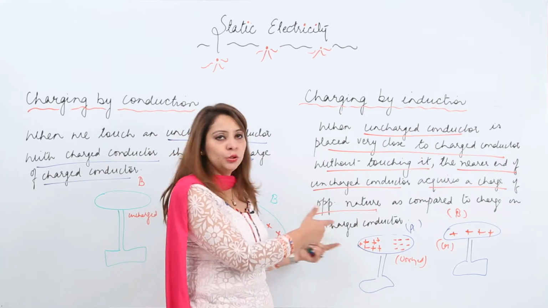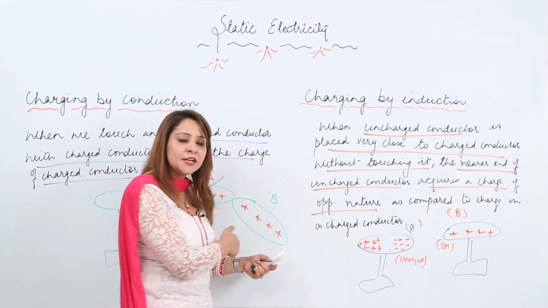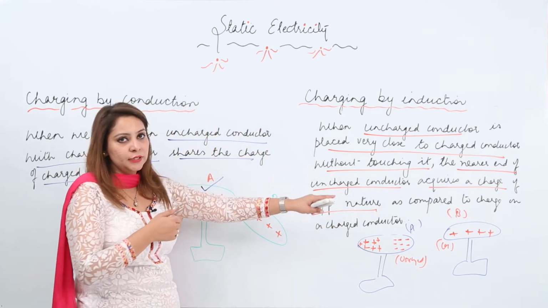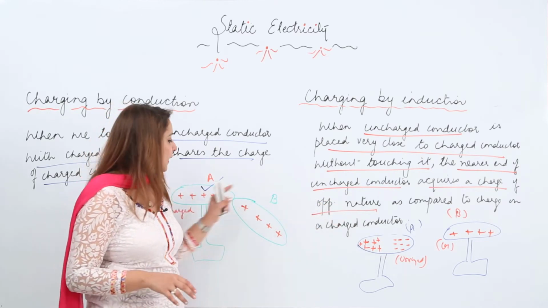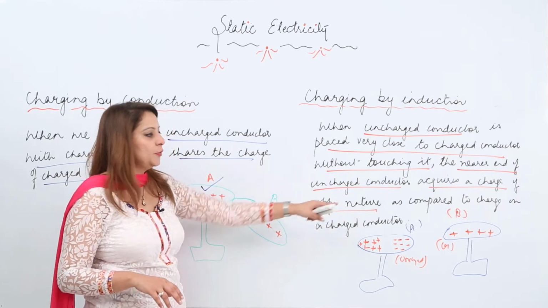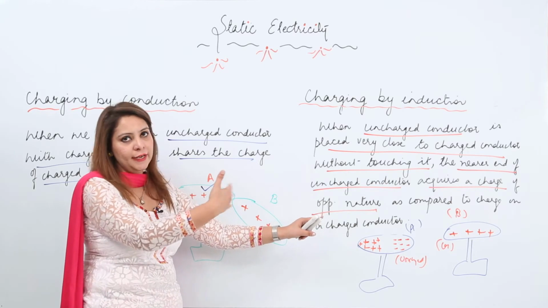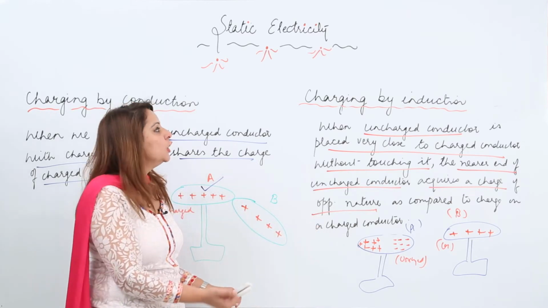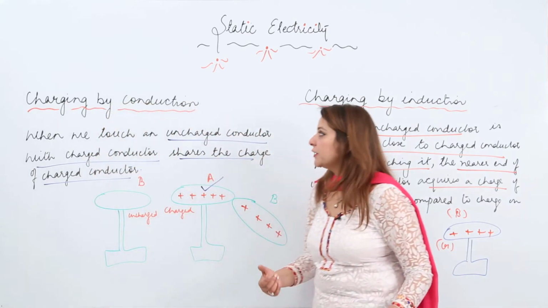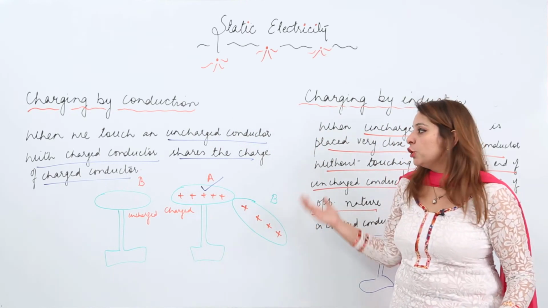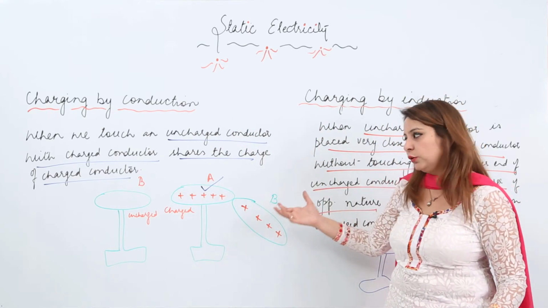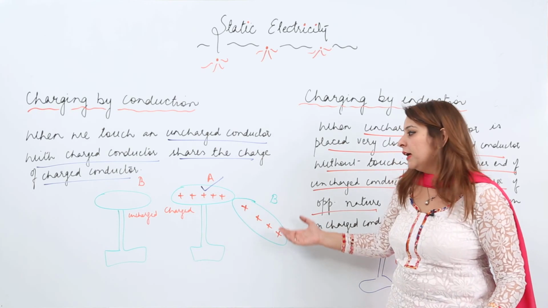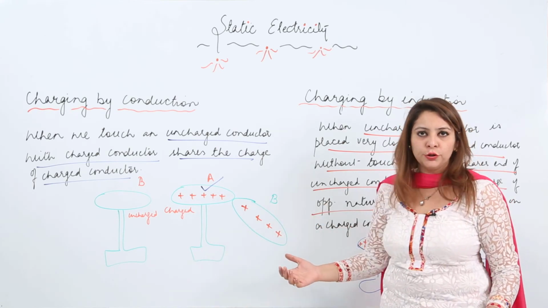You need to touch, you don't need to touch. The strength of charge gets reduced, the strength of charge in the charged body remains the same. Same charge is being acquired, opposite charge is acquired on the nearer end towards the charged body. So this is the difference between charging by conduction and induction. So two methods, and you know how to illustrate them, and the difference also you are familiar with now.